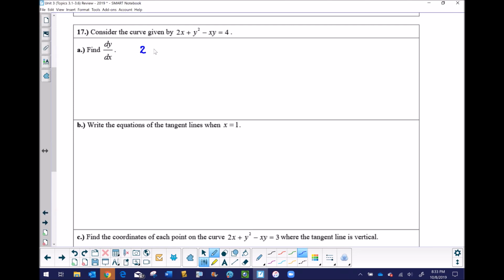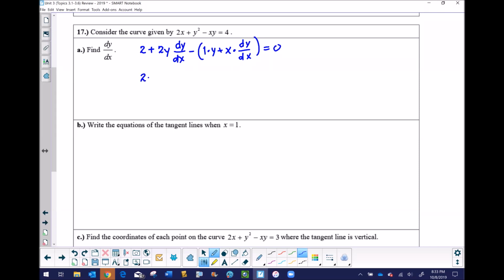Derivative of 2x is 2. Derivative of y squared is 2y dy over dx. Here's the part that's very tricky. You have a minus that's coming before an impending product rule. So drop down that minus, put your parentheses, take your product rule. You guys have done the derivative of x times y quite a few times. You're probably getting used to it. And of course, that's going to equal 0.